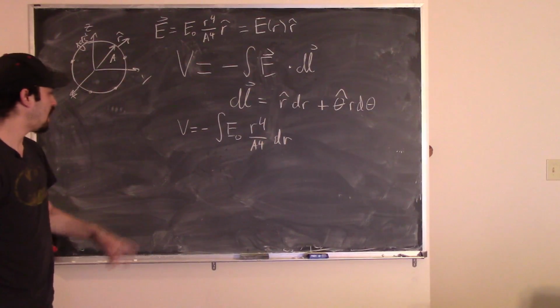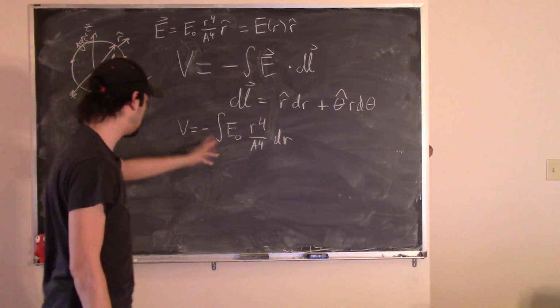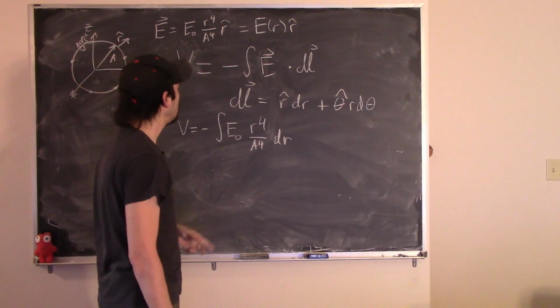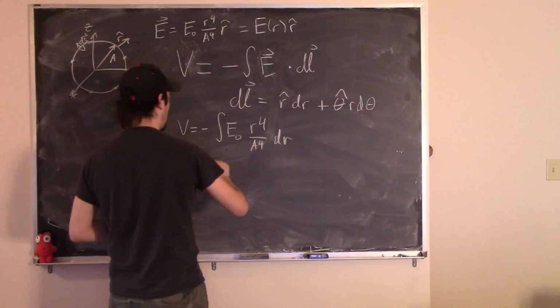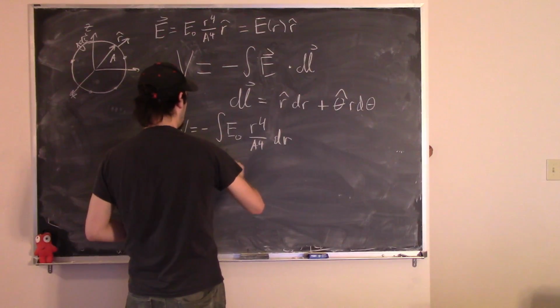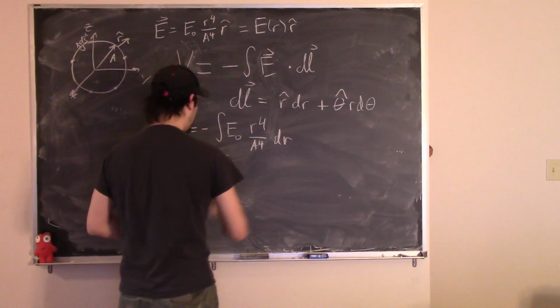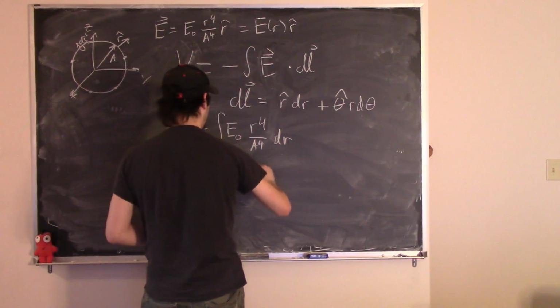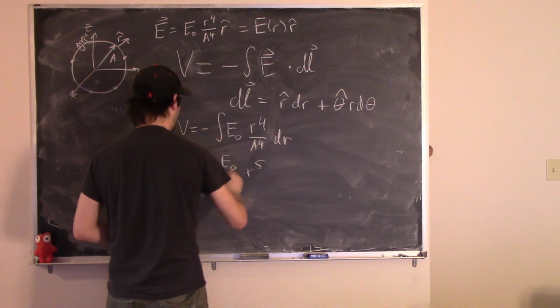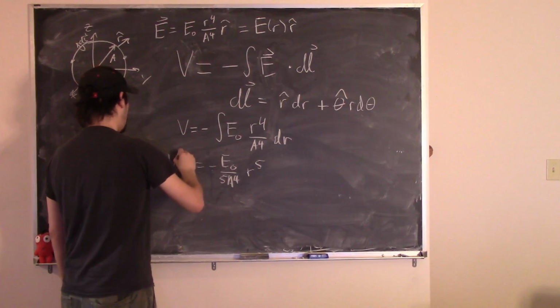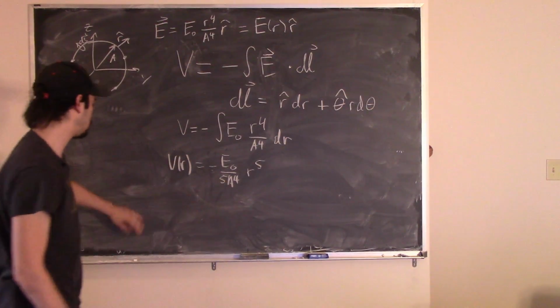Okay, and this is an integral that we're able to do pretty easily. This is just some power, and so this ends up giving me minus E0 divided by a to the fourth times r to the fifth divided by 5. Okay, so this is what my electric potential function looks like.